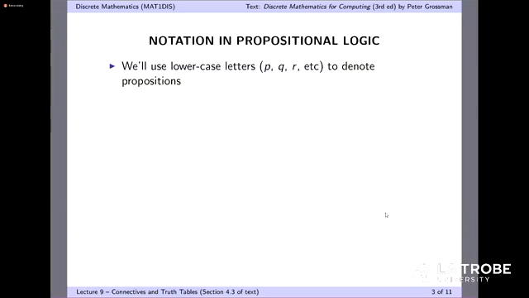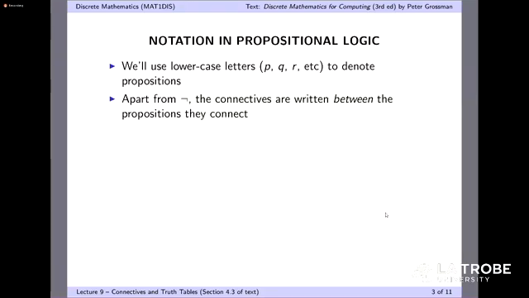So, notation in propositional logic: we will use lowercase letters P, Q, R to denote propositions. Apart from the not connective, the connectives are written between the propositions they connect. What that means, we have done the Mary and Michael example, so P and Q and all that. Not is placed before the proposition to which it applies.